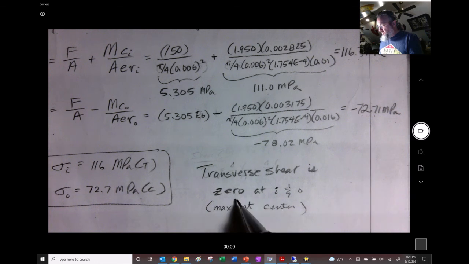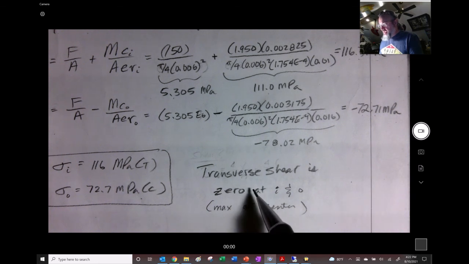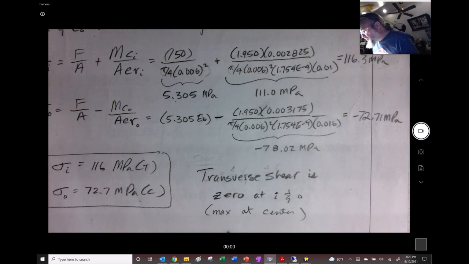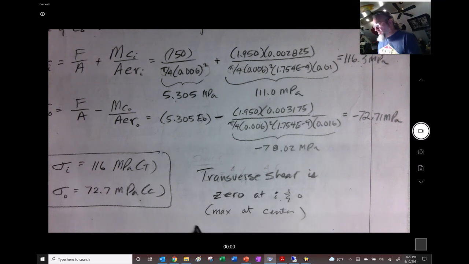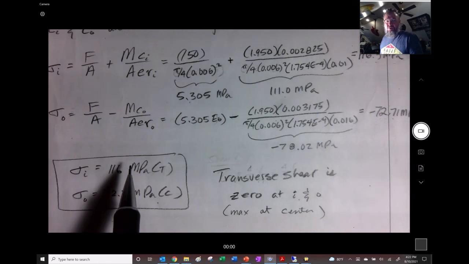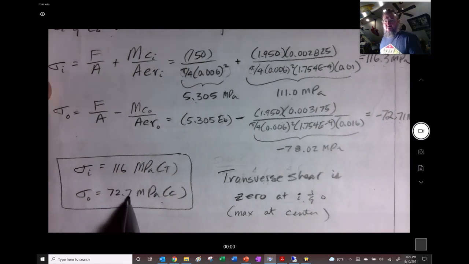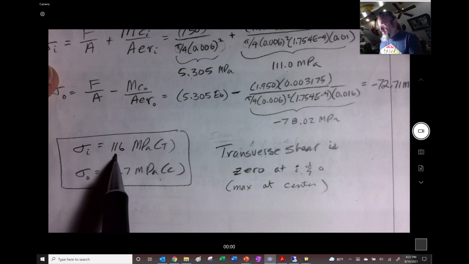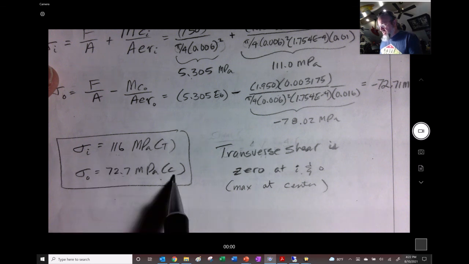And transverse shear is 0 at that location. Am I correct there? Oh, at the I and the O. Okay, so these are okay. We don't need to do any kind of transformation. We don't need to do a Mohr's circle on this. So these are the stresses that are being experienced. We have 116 and we have 72.7, and that's in compression.